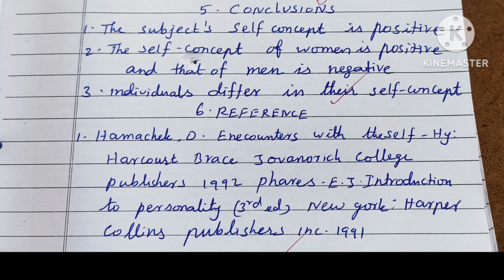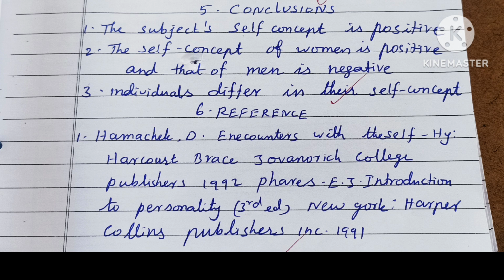After this, we have to write the conclusion. Only 3 points are there. The subject's self-concept is positive or negative. Second point, the self-concept of women is positive here and that of men is also positive. Third one, individuals differ in the self-concept of self. Only 3 points in the conclusion.